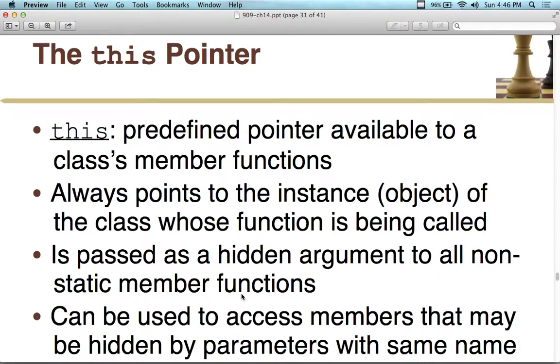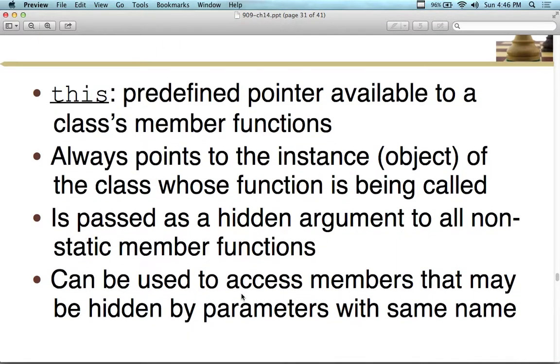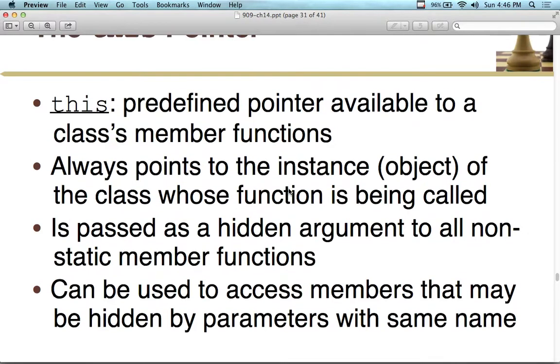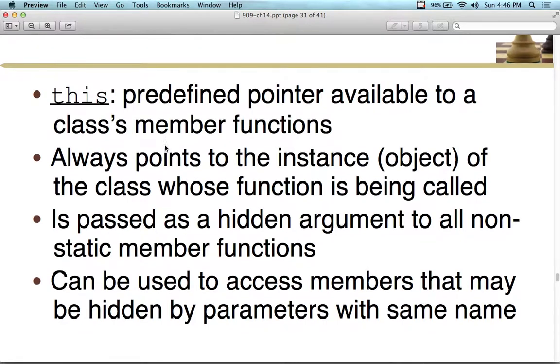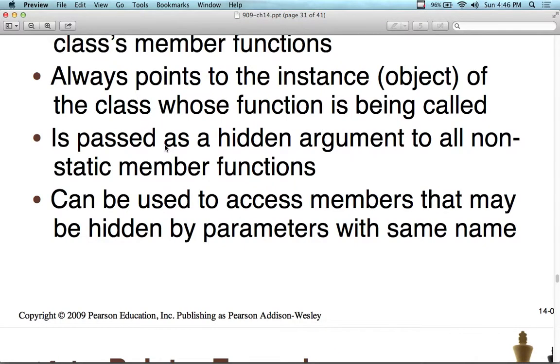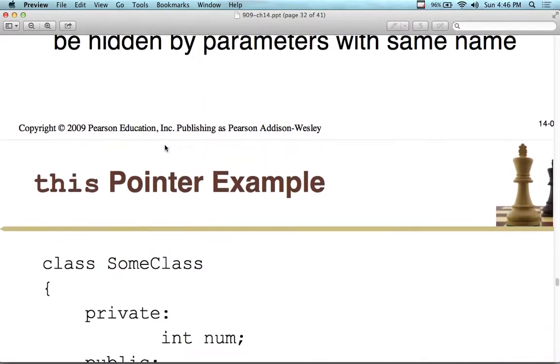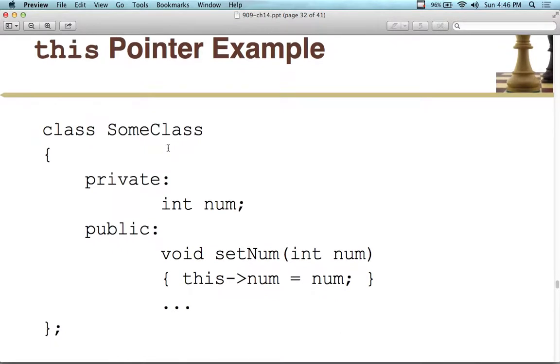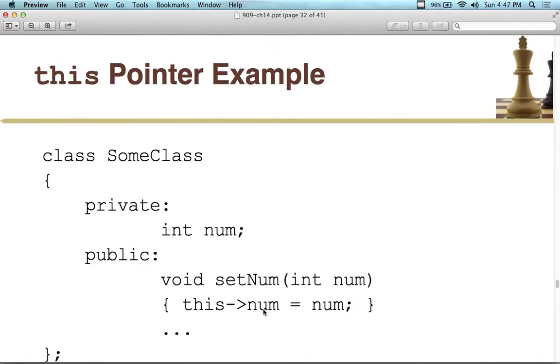So the this pointer is a predefined pointer available to the class's member functions. It always points to the instance or object of the class whose function is being called, and is passed as a hidden argument to all non-static member functions. So we're just going to explicitly call it back out when we return it, and it can be used to access members that may be hidden by parameters with the same name. So if we have this, we can go this dot something. Here's a case in which we have this number referring to this object, a pointer to this object's number, and it's the integer number here that we're referring to inside of one class. We can also return it.